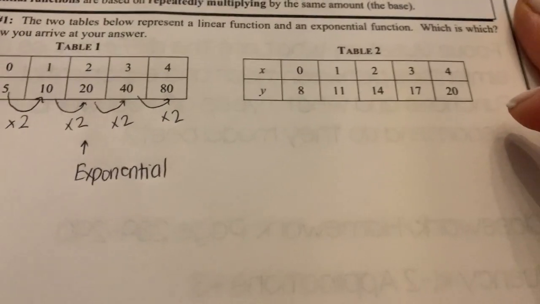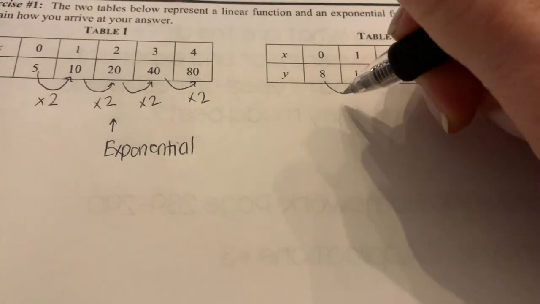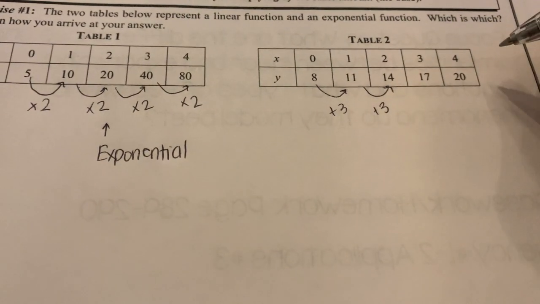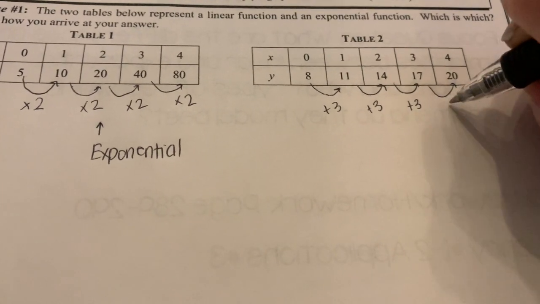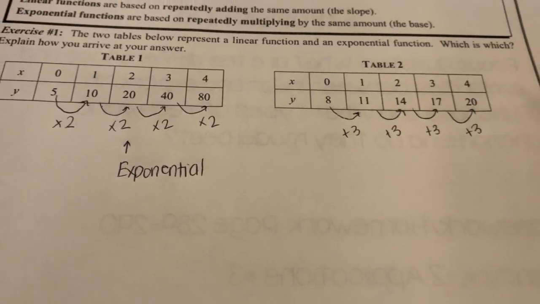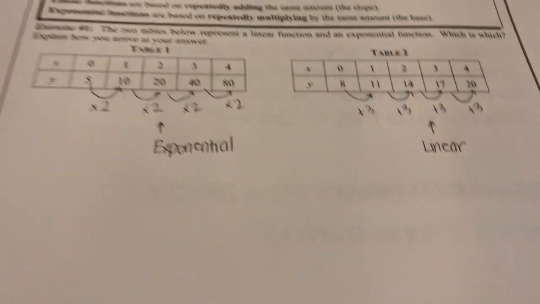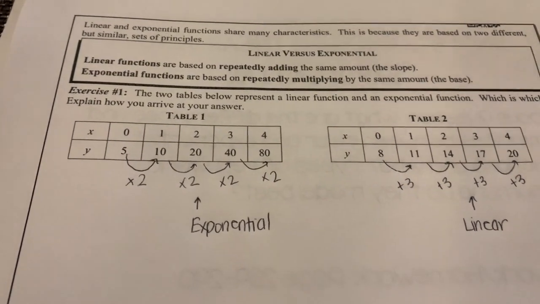In table 2, we're obviously not going to multiply anything by 8 to get 11. What would we add to 8 to get 11? 3. And 11 plus 3 is 14. And 14 plus 3 is 17. And 17 plus 3 is 20. And this would be our linear function. Okay? You're supposed to also explain how you got your answer.